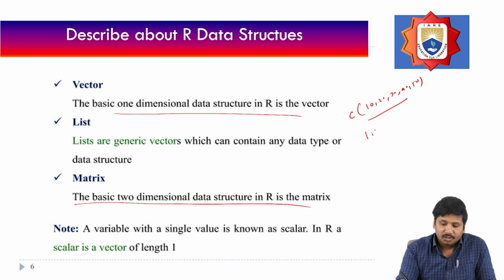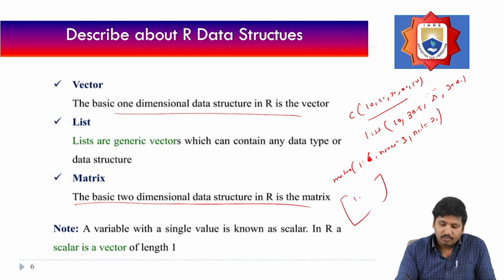By using the list function I can store values like 10, 30.5, 8, and a complex value. And with the matrix function, I can store a two-dimensional structure: 1 to 9, nrow equal to 3, ncol equal to 3. So the matrix is 1, 2, 3, 4, 5, 6, 7, 8, 9, with 3 rows and 3 columns.